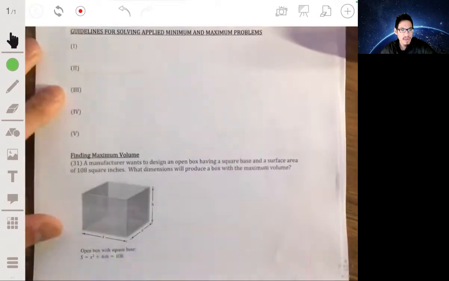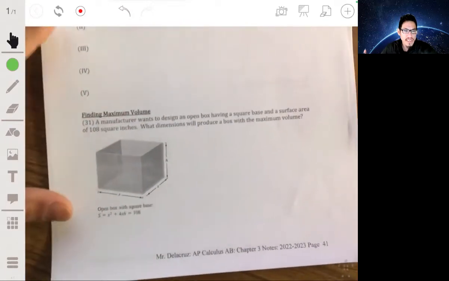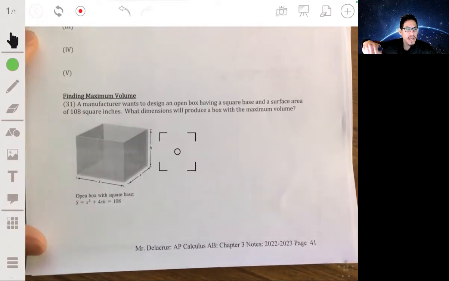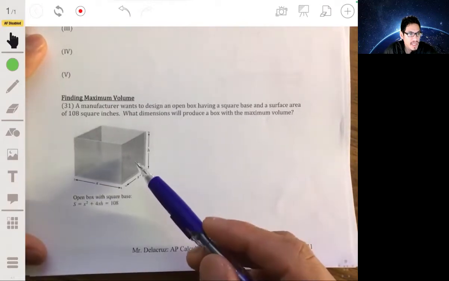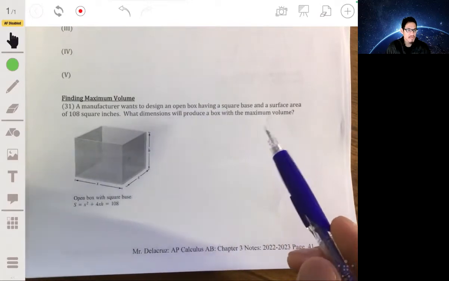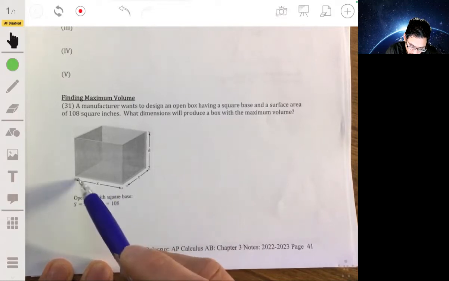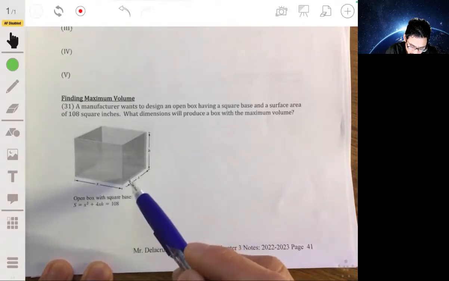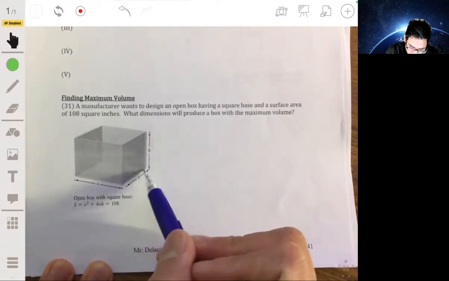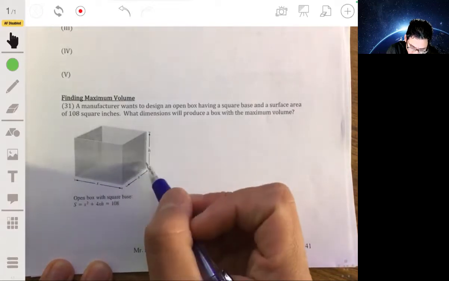So we're going to go over this problem here where we have a box that has a square base, and we want to basically find the dimensions of this box that will give the biggest volume, the maximum volume. So here we have a box. We already have a sketch of what the box can look like. The square base means each side length of the base is, we're going to say, x, and we're going to say the height of the box is h.